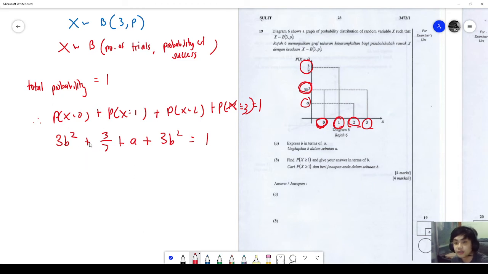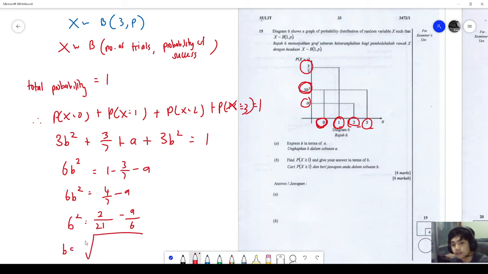To express B in terms of A, we're going to make B the subject here. So 6b squared equals 1 minus 3 over 7 minus A. 6b squared equals 4 over 7 minus A. Then b squared equals 2 over 21 minus A over 6. So B equals plus or minus the square root of 2 over 21 minus A over 6. Right, so this is B in terms of A, done.